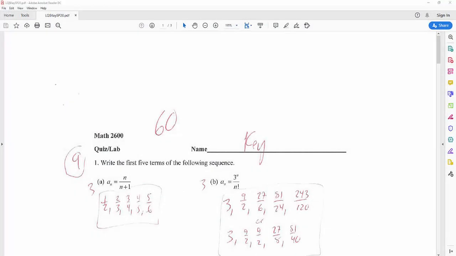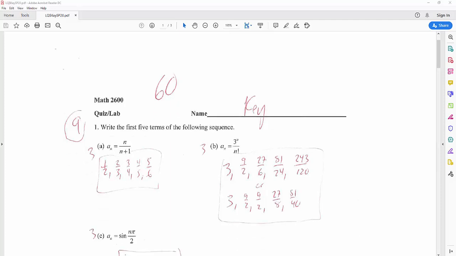Hey folks, I've put a PDF of the key for the lab quiz over sections 10.1 to 10.3 in the assignments area of Blackboard, but I wanted to take a little bit of time here to go over a few items to clean up some misconceptions and some issues that I saw when grading the lab quiz, so you get these under control and don't continue to make them going forward.